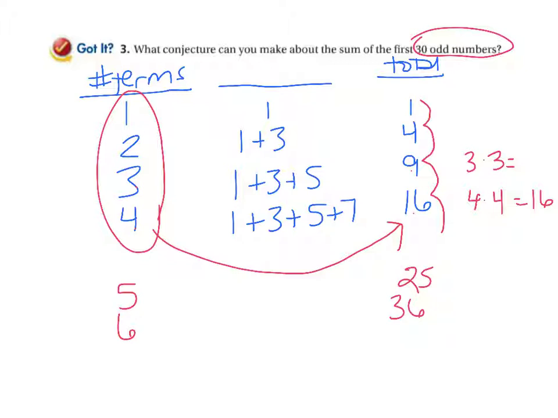But more importantly, 30 terms, that's what my question is. If I had 30 terms, well, that would just be 30 times 30, and that's 900. And that would be the sum of the first 30 odd numbers.